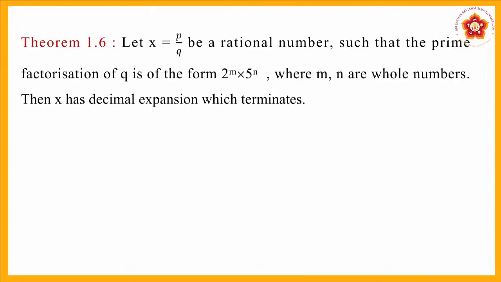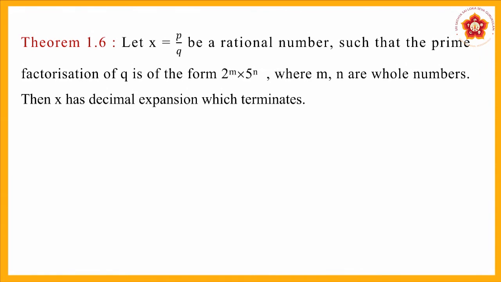Theorem 1.6. Let x equal to p upon q be a rational number such that the prime factorization of q is of the form 2 raised to the power of m into 5 raised to the power of n, where m and n are whole numbers. Then x has a decimal expansion which terminates. That means if the denominator of the fraction is in the form of 2 to the power of m into 5 to the power of n, then without long division we can tell whether it is terminating or not.